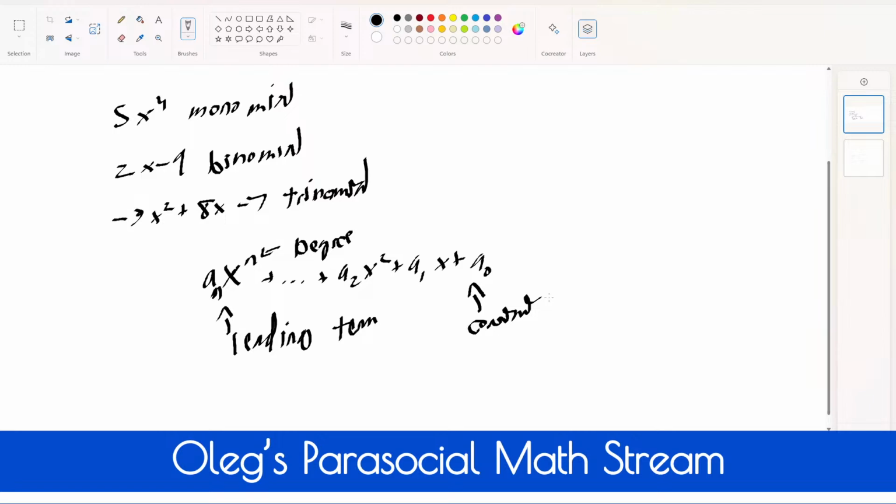Each product of a sub i x to the i is called a term of a polynomial. So this is a term, and so is this. They're terms of the polynomial. And the highest power of the variable that occurs is called the degree of the polynomial, and this is the n. The leading term is the term with the highest power, and its coefficient is called the leading coefficient. So a sub n is the leading coefficient. x to the nth power, that is the leading term.